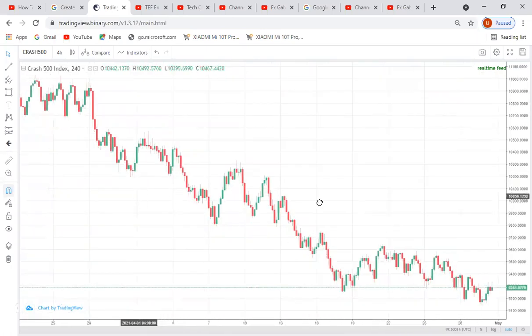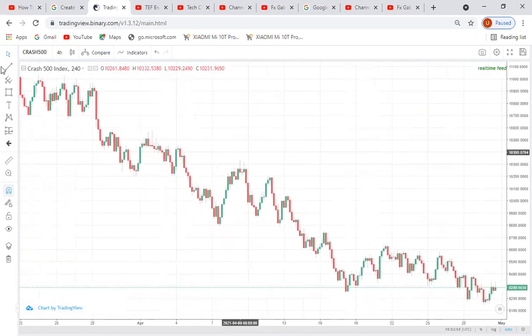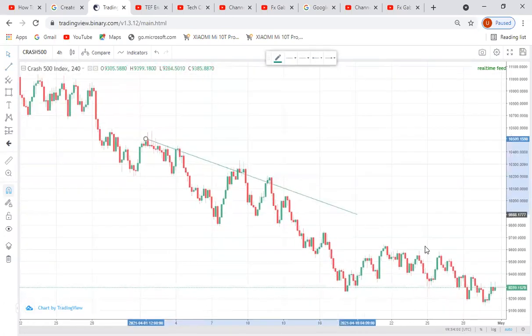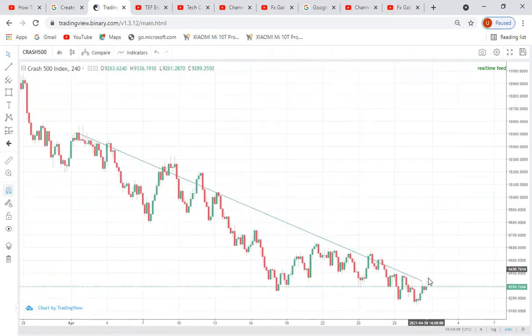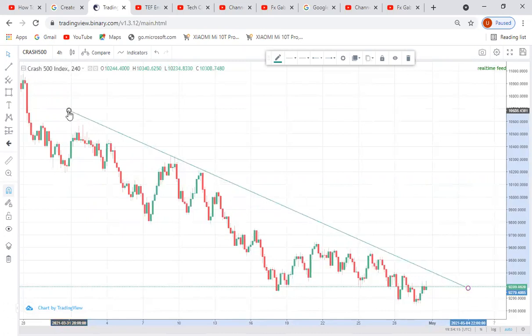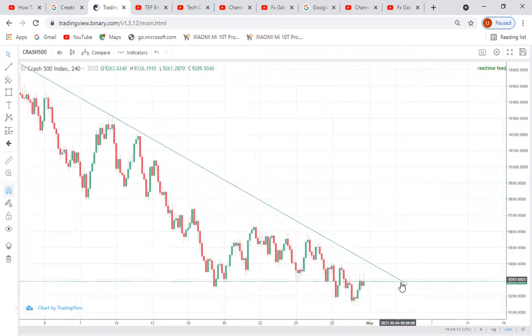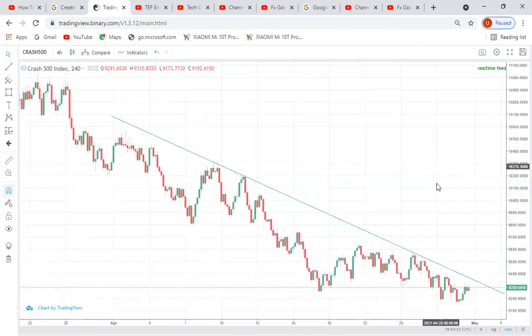My tools have disappeared. All right, ladies and gentlemen, that is that on Crash 500 analysis. Normally, always don't trade with your eyes. Always trade forex with proper tools. Place your lines properly. I don't need an indicator to tell me the market is on a downtrend.